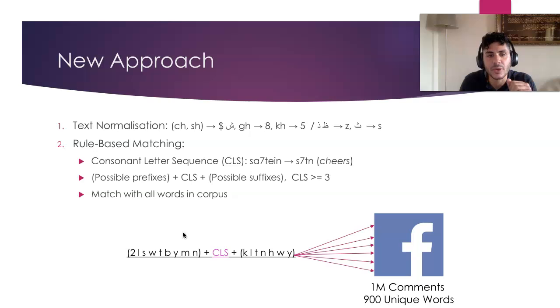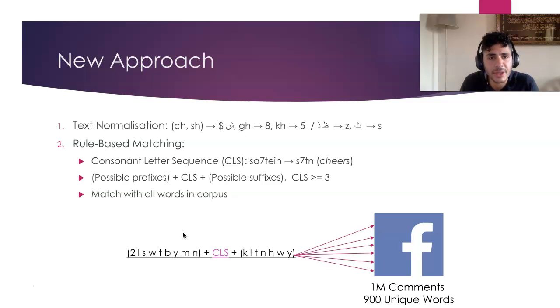First step is the text normalization. We convert all compound letters to a single symbol that represents the phoneme. For example, over here we have sh or ch. They both represent the letter sh in Arabic. As such, we designate the symbol dollar for this one and for the rest of the compound letters.